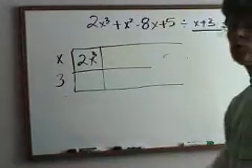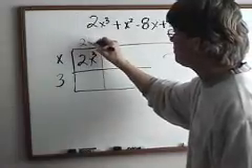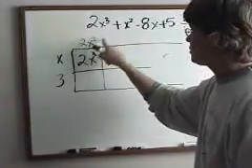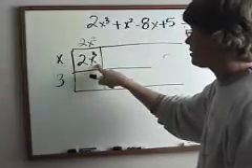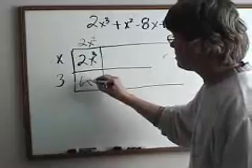How many times will x go into 2x plus 3? Well, 2x squared would do it. 2x squared times x would give me 2x cubed. Well, 2x squared times 3 would give me 6x squared.